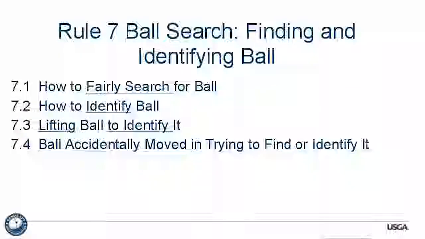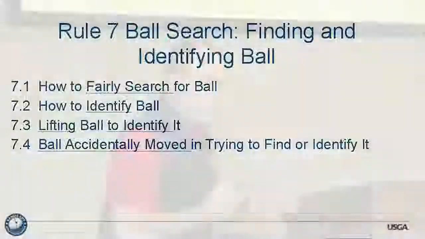Rule 7 talks about finding and identifying the ball. It actually had its own rule before, and it's got its own rule moving forward as well. Then we're going to talk about Rule 8, the course is played as it's found. A couple of quick little things.